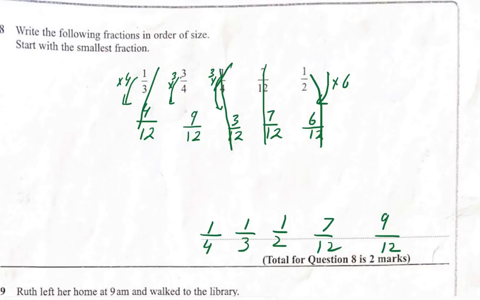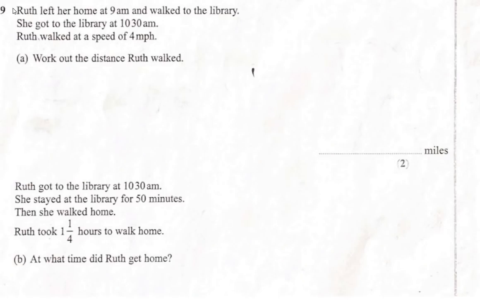In the next question, we have distance. We have to find the distance and the speed and the time. So this question is about speed, distance, time. So I'm going to write the formula. Speed is equal to d over t.